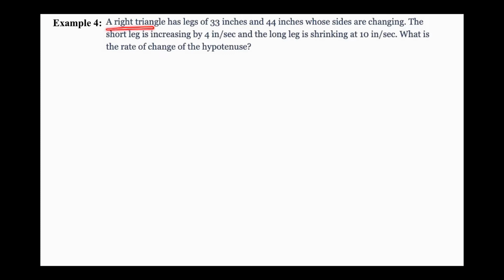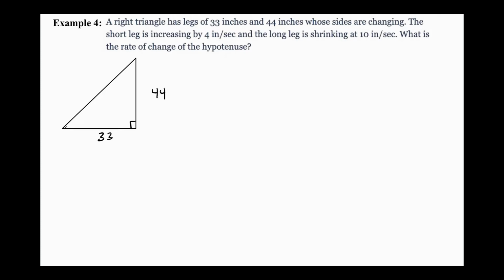So it says a right triangle. Let me draw a right triangle. Doesn't matter how it looks, just matters that it's a right triangle. It has legs of 33 and 44. So legs are the short sides. Legs are the two sides that make up the right triangle. So one of them is 33 and one of them is 44. So we'll call this 33 and we'll call this 44.